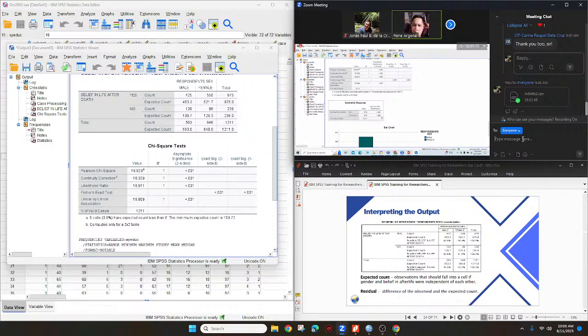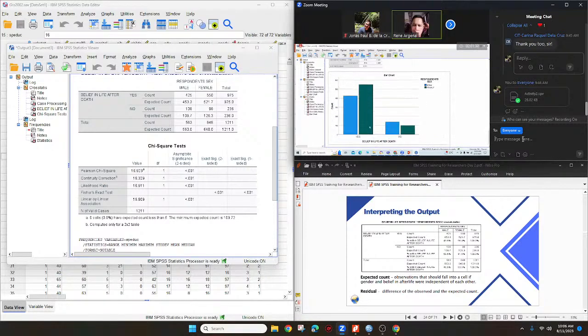But for whether it is significant or not, you have to consider Kramer's V. So it's less than 0.001. It means that there is a relationship, and the relationship is significant. Now that there are more females who believe in life after death compared to the male respondents.